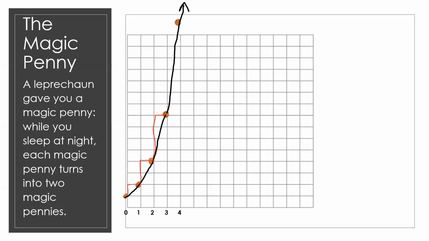Okay, and as a matter of fact, this last change right here that I'm drawing is huge compared to the previous rate of change, right? So this has a changing rate of change, but it still is changing relative to the fact that each magic penny turns into 2 magic pennies.